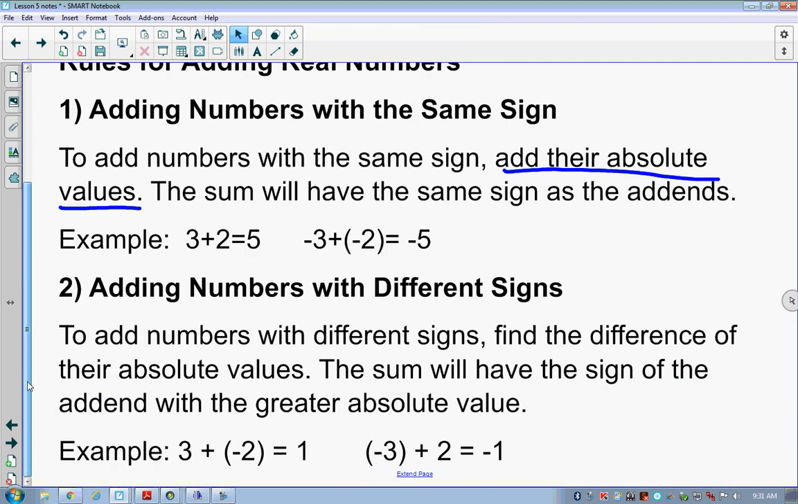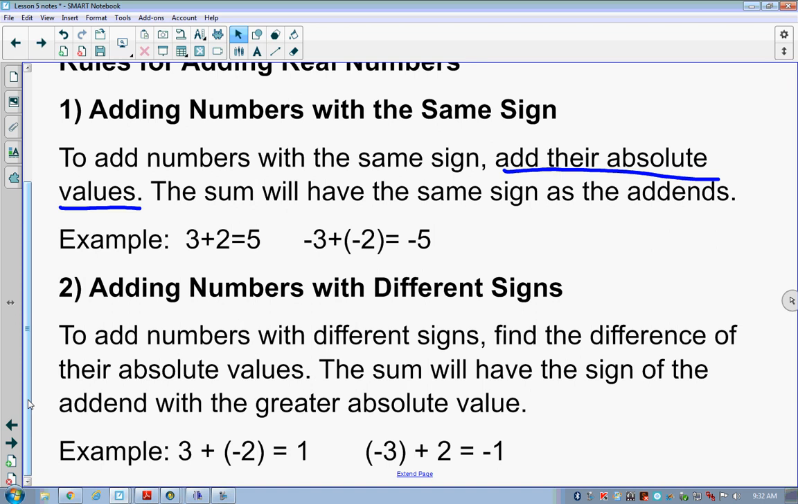Let's see. And then adding numbers with different signs. In this case, there's really only one scenario. That's adding a positive and a negative number together. So to add numbers with different signs, we want to find the difference of the absolute values. Okay, so in this instance down here, what's the absolute value of 3? What's the absolute value of negative 2? 2. So take 3 minus 2. What do you get? 1.